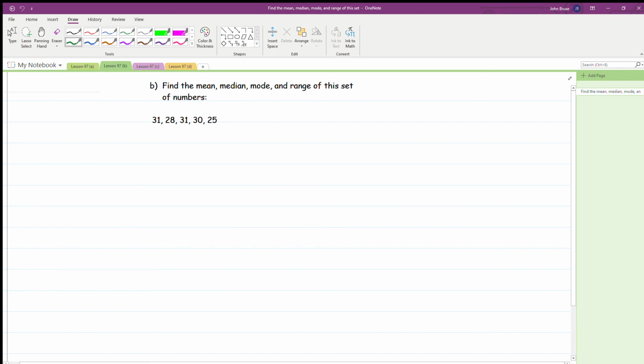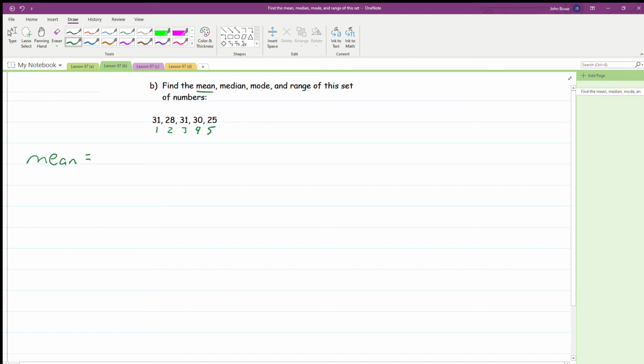B says find the median, or excuse me, the mean, median, mode, and range of this set of numbers. So we don't have to worry about our outlier this time. But it says mean. We're going to start with that. So we're going to write mean over here. Mean equals, and remember the mean is an average of all the numbers. So we take all of our numbers. We have 2, 3, 4, 5. There's 5 of them. So we're going to add those up, and then we're going to divide the answer, the sum, by 5. So let's go ahead and start working on that.